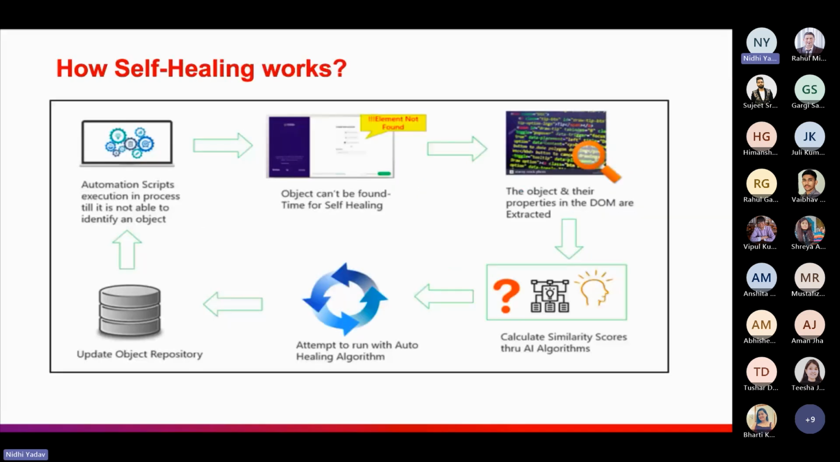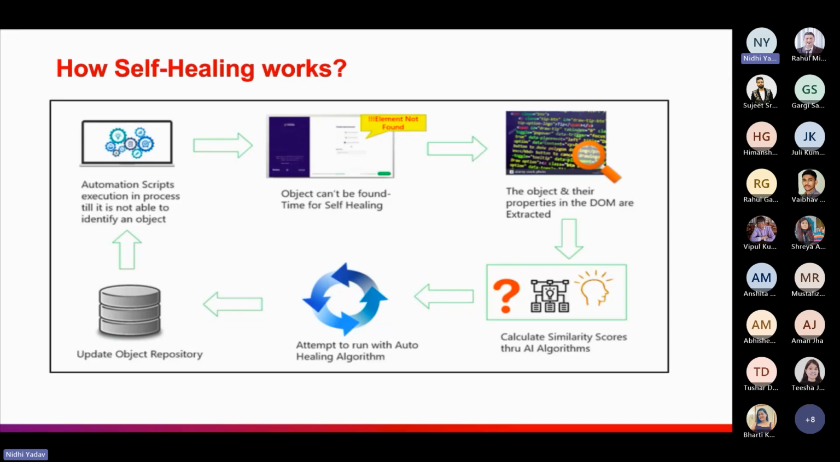Next comes how self-healing works. This is basically an end-to-end workflow of the self-healing mechanism. Firstly, whatever automation script we have written is executed normally until an object is not found by the WebDriver. Then in the second step, the self-healing mechanism gets triggered whenever an exception like no such element or element not found has been raised.